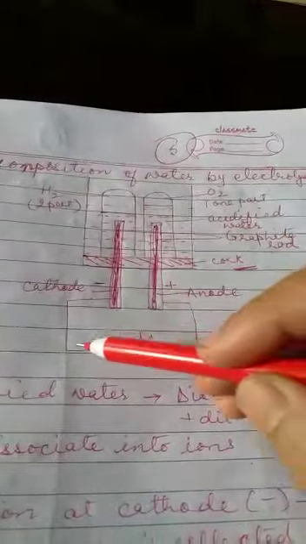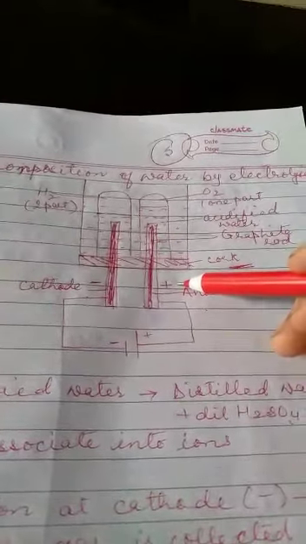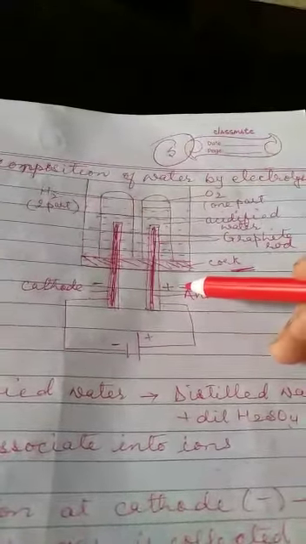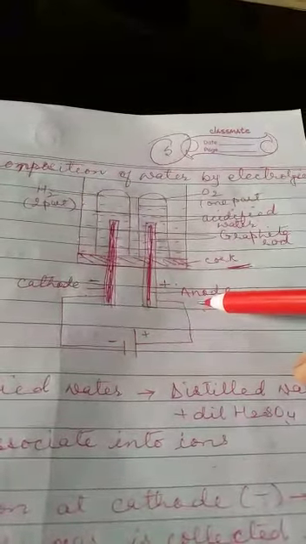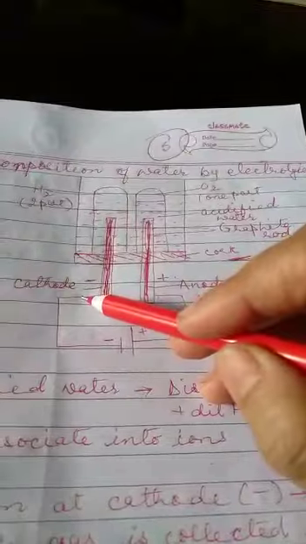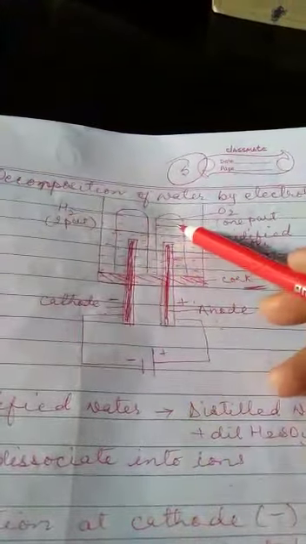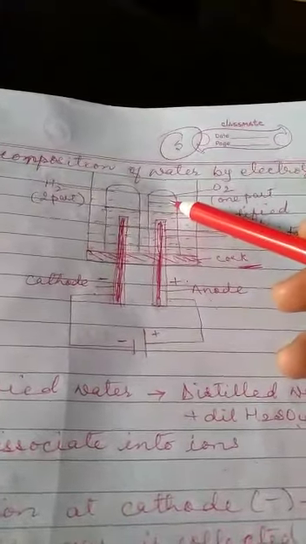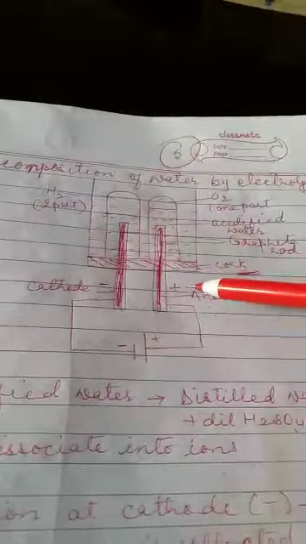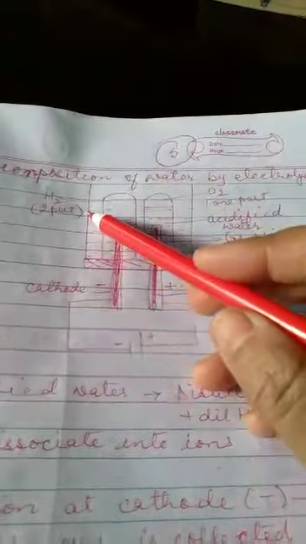The negative part of the electrode is cathode and the positive part of the electrode is anode. Because oxygen is more electronegative than hydrogen, anode attracts oxygen and cathode attracts hydrogen. Opposite charges attract each other, so hydrogen gas is collected over the cathode and oxygen gas is collected over the anode. You must remember which gas is liberated at which electrode. At anode, oxygen is liberated, and at cathode, hydrogen is liberated.